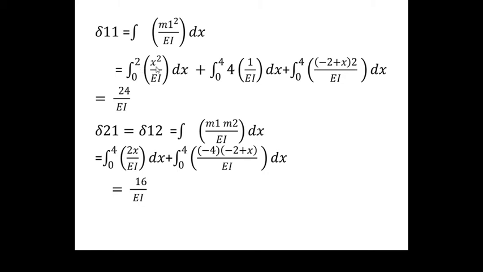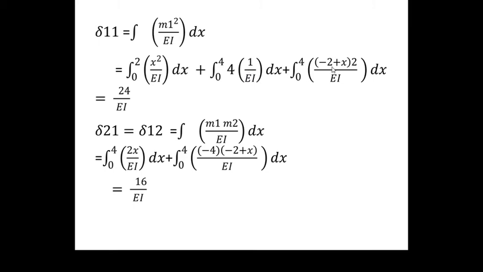Member DC: x cube, x squared divided by EI dx, plus integration 0 to 4, that is for span BC, that is 4 meter, 1 by EI dx, plus integration 0 to 4, that is minus 2 plus x cube, x squared divided by EI, that is dx. The integration of x squared divided by EI means x cube by 3, applying the limit 0 to 2. Similarly for 4, integration of 4 means 4x by EI.